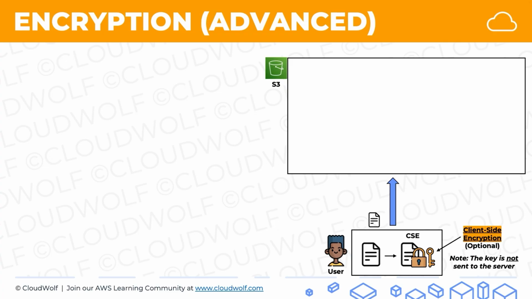And the key, note that very important, the key is not sent to the server. You keep the key on your side, so the server has no way of decrypting this file. So there you go. You can do this either way. You can send the file unencrypted or encrypted. Now, this is client-side encryption if we want to do it.